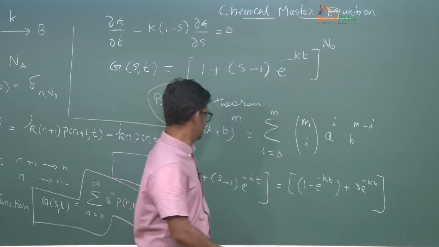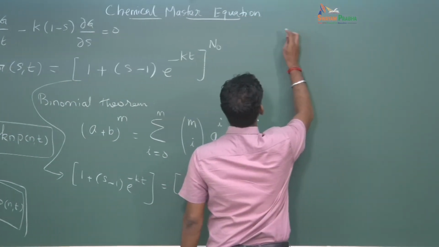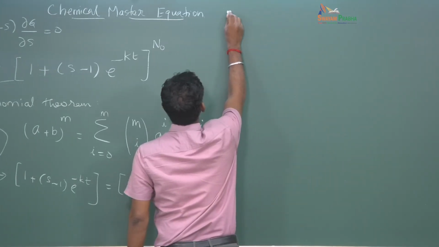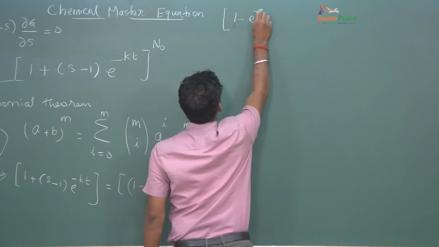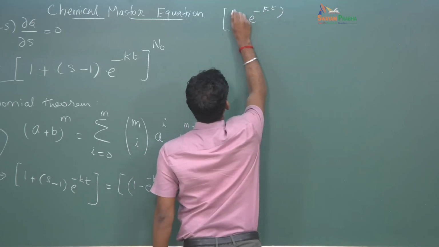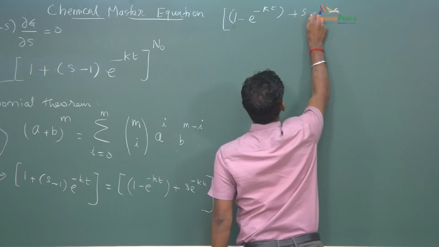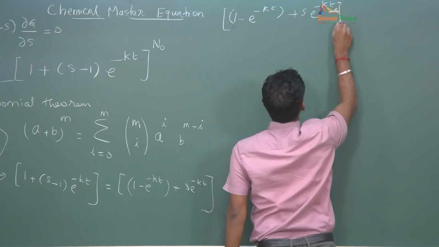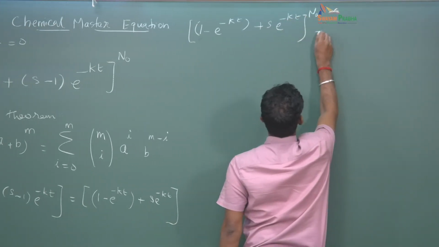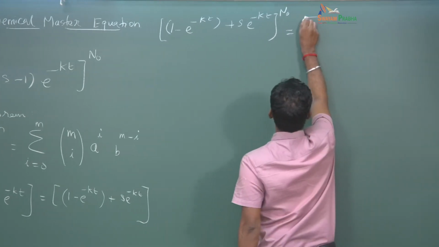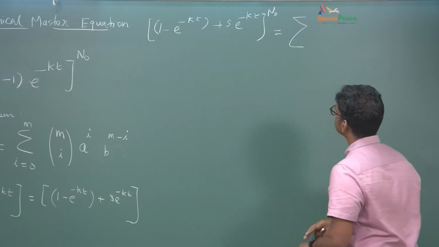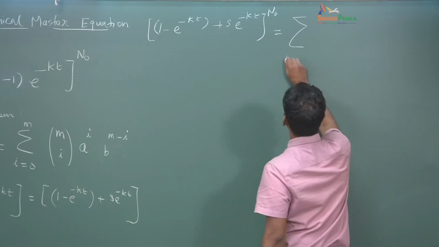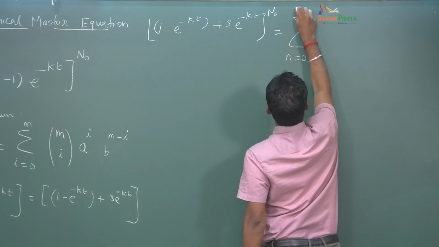Okay, and then this is raised to the power n0. So therefore, what we can do is, 1 minus e power minus kt plus s e power minus kt, the whole power n naught, can be written as a sum over n is equal to 0 to n naught.